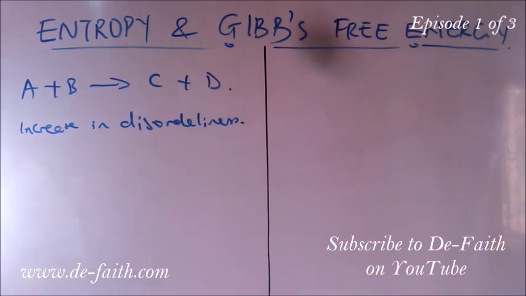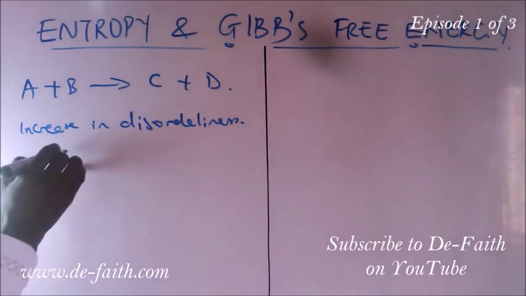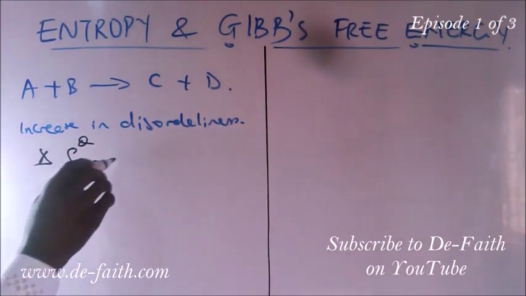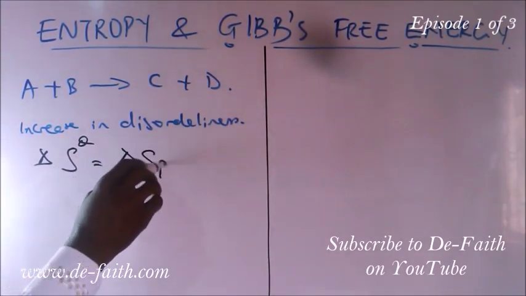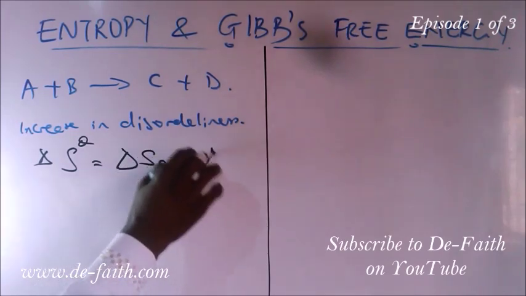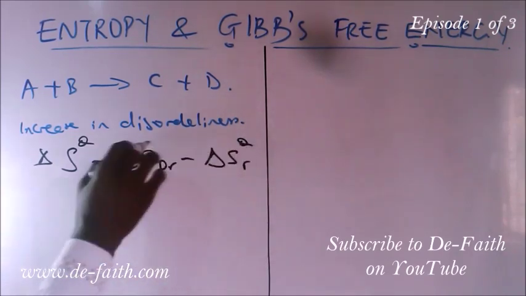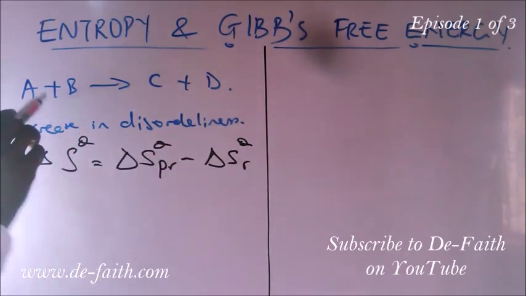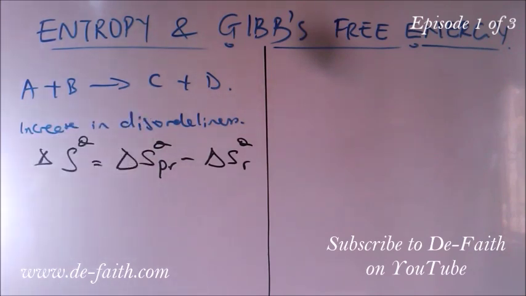So entropy is defined as the measure of the degree of disorderliness or randomness of a system. And entropy is represented as S, where the standard change in entropy is equal to the standard entropy of the product minus the standard entropy of the reactant. So when we subtract the entropy of the reactant from the entropy of the product, we will get the standard entropy of a particular reaction. Now, the SI unit of entropy is joules per Kelvin.